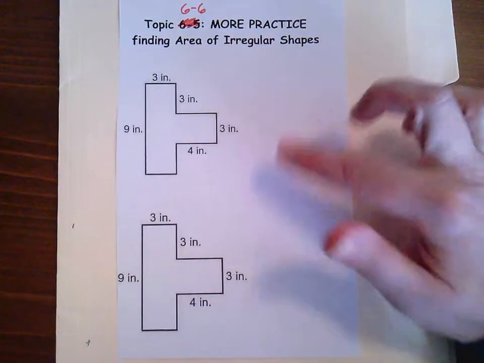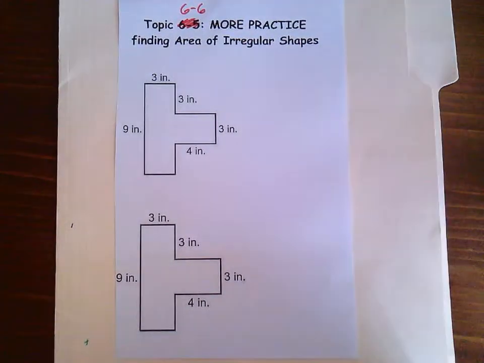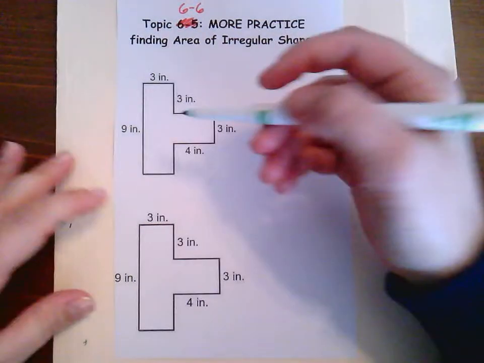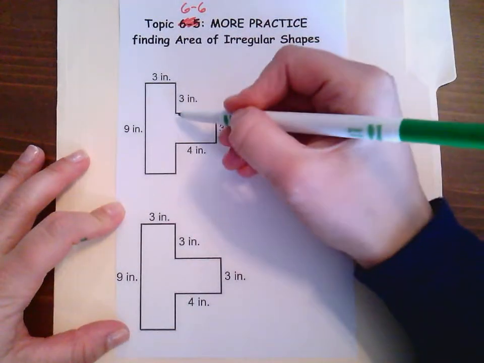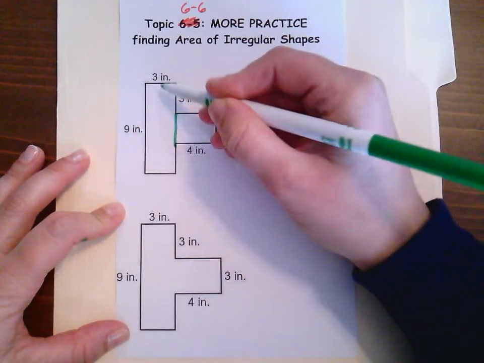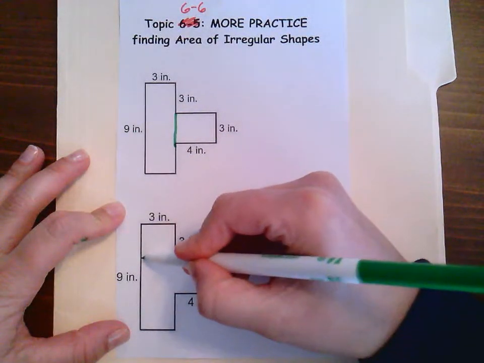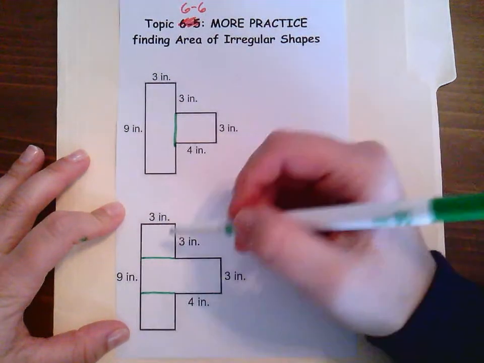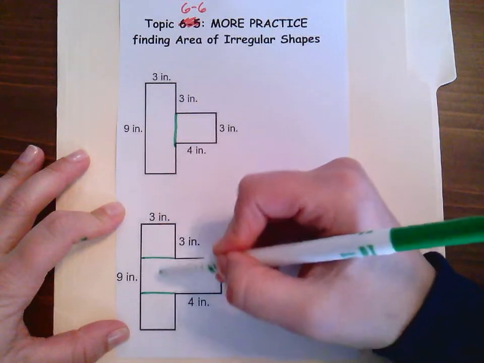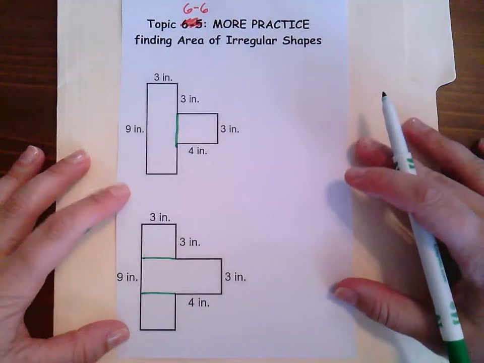So what we have here is the same exact shape, but we're actually going to break it up two different ways. This first one, I'm going to break it up into this long rectangle and then this smaller rectangle. And here we're going to break it up into three pieces, one up on the top, one on the bottom, and this long one across the middle.